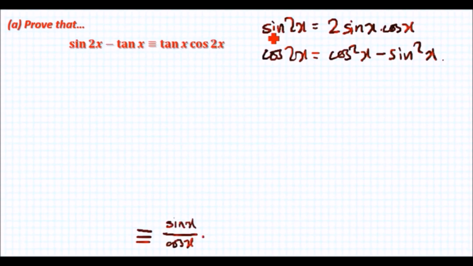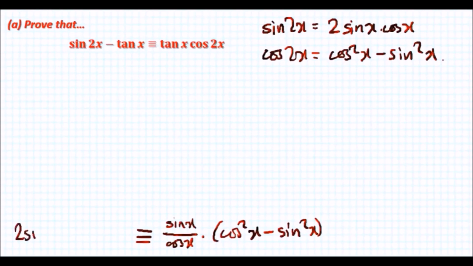Cos 2x, again, could be anything, but we're going to stick with the cos squared version, just for the time being, until we can see where we're going with the left-hand side. Now, on the left-hand side, if we expanded this, sine 2x only has one definition, thankfully, so it'll be 2 sine x cos x minus tan x, which would be sine x over cos x. Okay, so far so good.